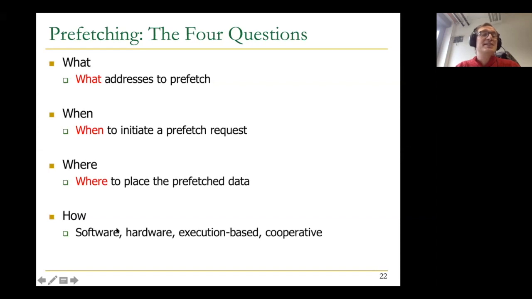And then how is basically, how do you do it at a higher level? Do you do it at the software? Do you do it at the hardware level? Do you do it execution-based? Do you do it cooperatively? Do you do it as a combination of these things? How do you coordinate between different prefetchers? So how actually covers a lot of design space that's not covered by what, when, and where overall.